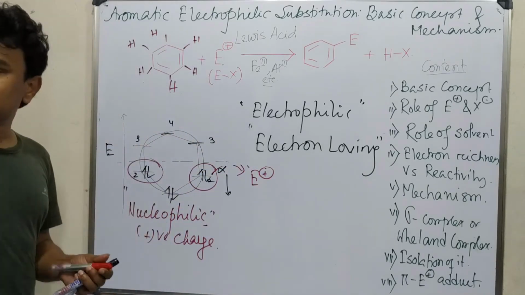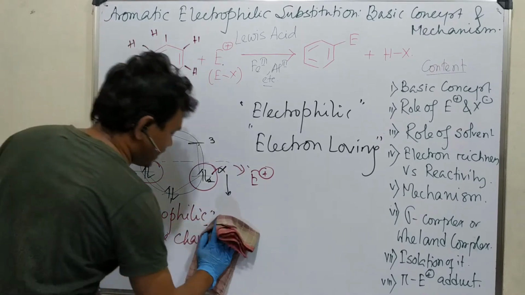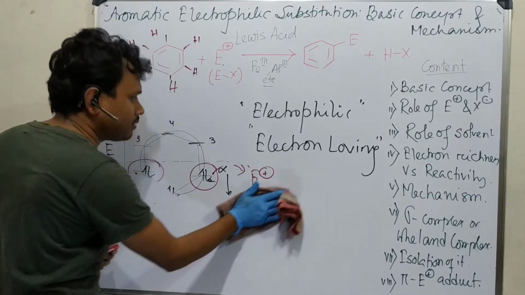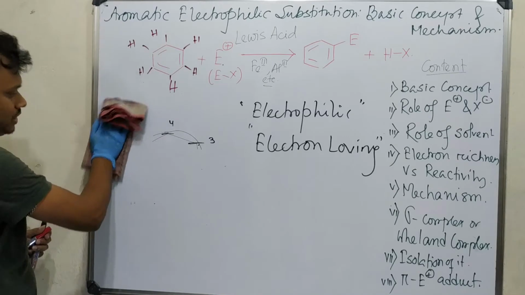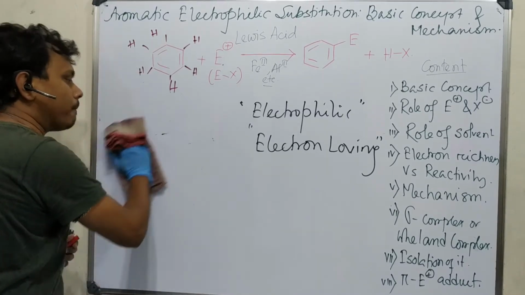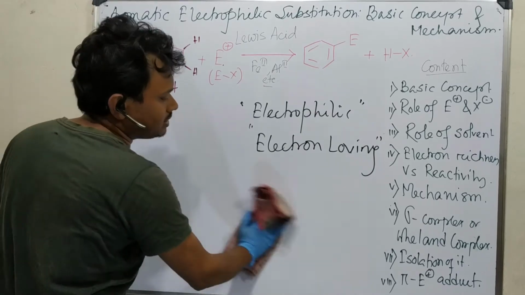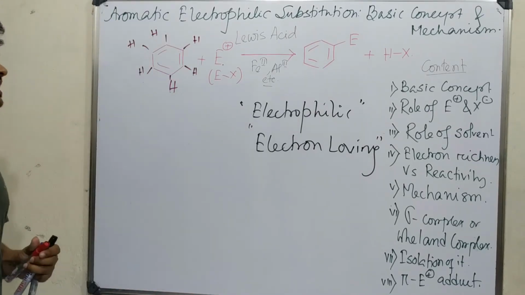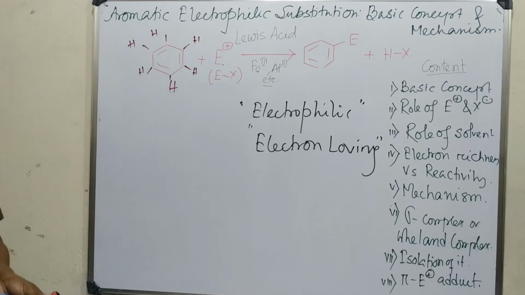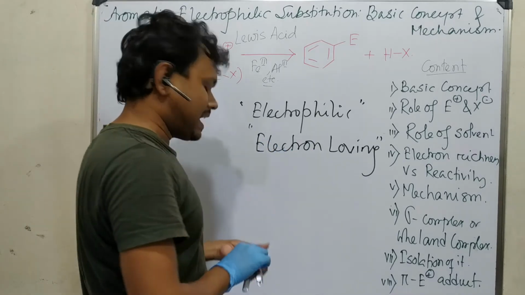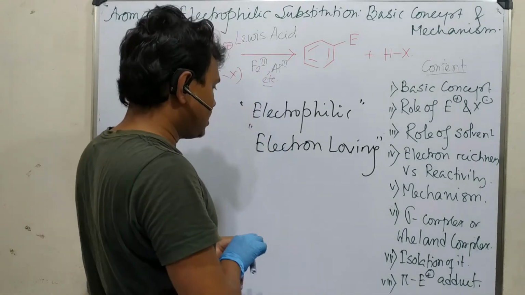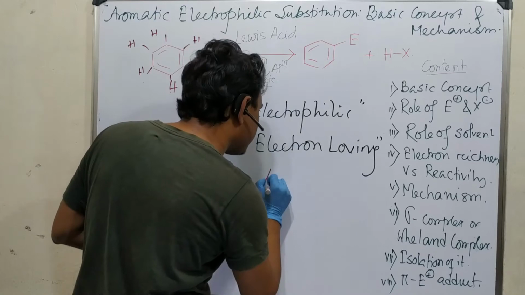So let's discuss a little bit about electrophiles. I shall very soon make a dedicated video on electrophiles. We will have a complete idea about that, but let me give you a very brief overview. As I said, electrophile means electron-loving species. So what can we expect? Loving means it has to accept electrons.